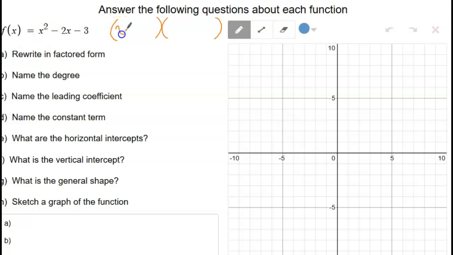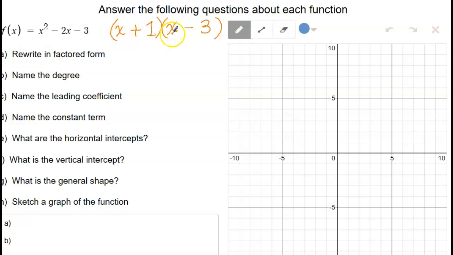So I know x times x is x squared, and now I'm looking for factors of negative 3 that add to negative 2. So if I'm multiplying to get a negative, one is positive and one is negative. So the only factors of 3 are 3 and 1. So negative 3 and positive 1.